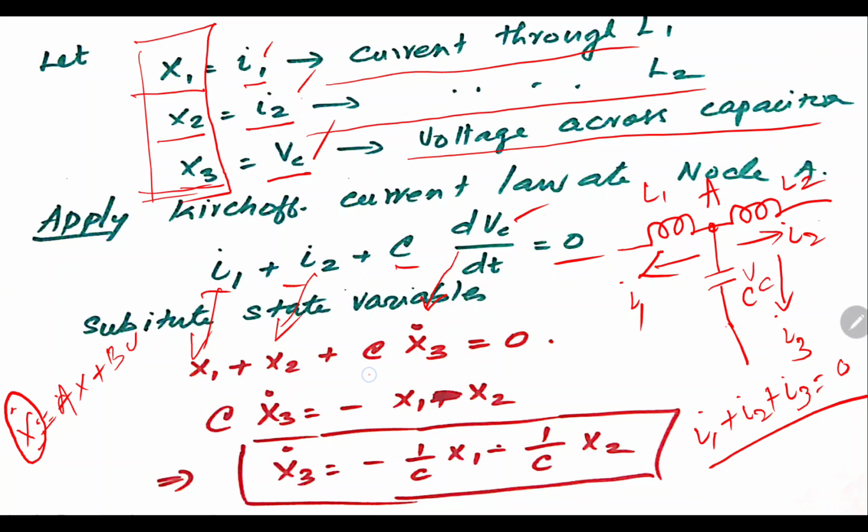So I am considering c into x3 on one side, and I am pushing the remaining terms to the other side. Pushing x1 plus x2 to the right hand side, I will get c into x3 is equal to minus x1 minus x2. Now I need only x3 dot, so I am dividing the entire equation by c. When I do that, I will get x3 dot is equal to minus 1 by c x1 minus 1 by c x2. So this is the first state equation. Using Kirchhoff's current law, we have formed this equation.